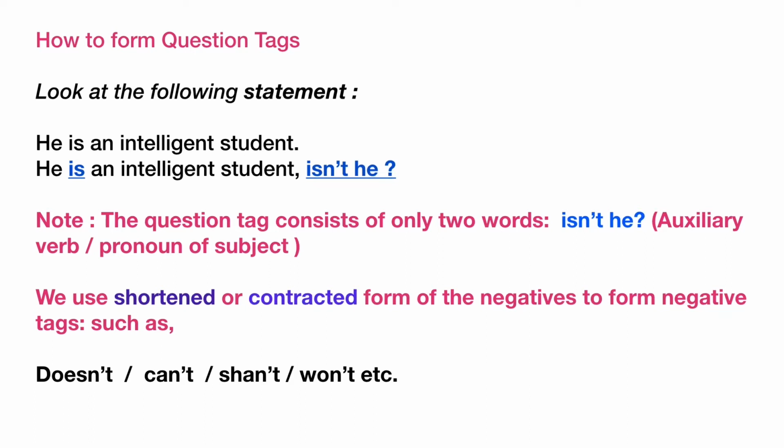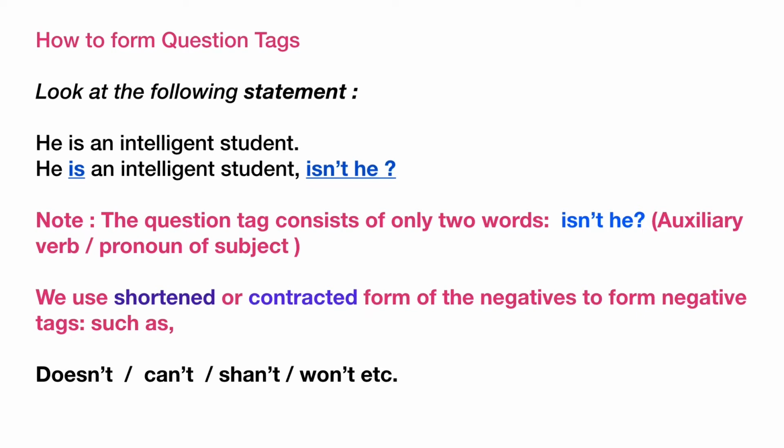To form a question tag, first of all, we will write the full statement. He is an intelligent student. After that, comma, that is very important. And then we'll start with question tag. We'll take the auxiliary verb of that very statement, that is. And as the statement is positive, we'll make negative question tag. And for that, we will add short form of not. It will become isn't. And then we'll add he, that is subject. And that is the full question tag. Isn't he? Then question mark.